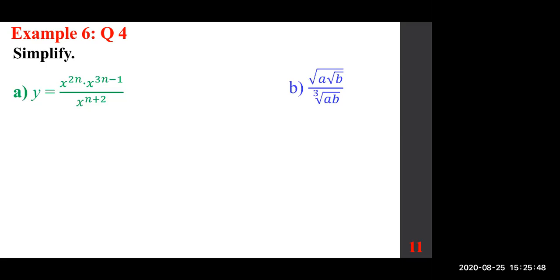Exponential rules. The rules for exponents. If you look at the top and ignore the bottom, all you have to do is add up their exponents. So 2n and 3n minus 1, we can add them up, okay? And that results in 5n minus 1. Now, the next step is to subtract n plus 2 from 5n minus 1. We are using the quotient rule.